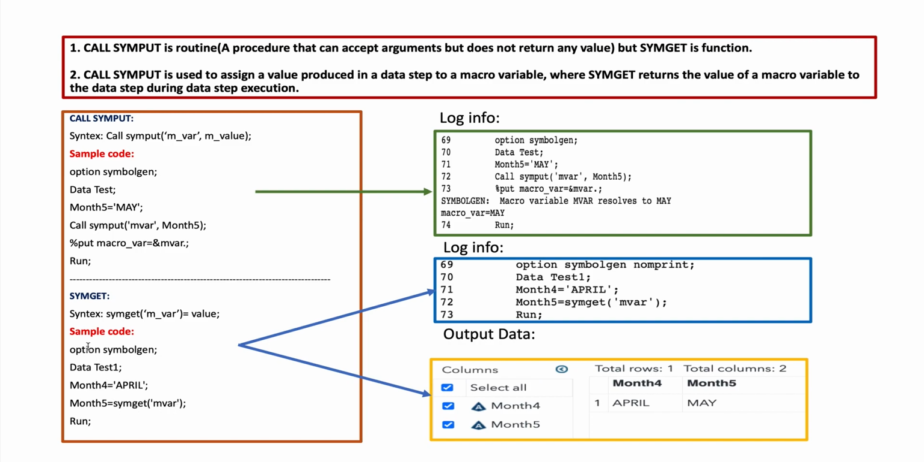When we run the second set of the code, we will get the output result as shown in the last table. That means it has two variables. One is month4, where its value is April. Next one is month5 and its value is May. This value May is obtained by using the SYMGET function. When we check the log window, we do not see any change in our code. If we use the same code in our SAS window, we will get exactly the same result.